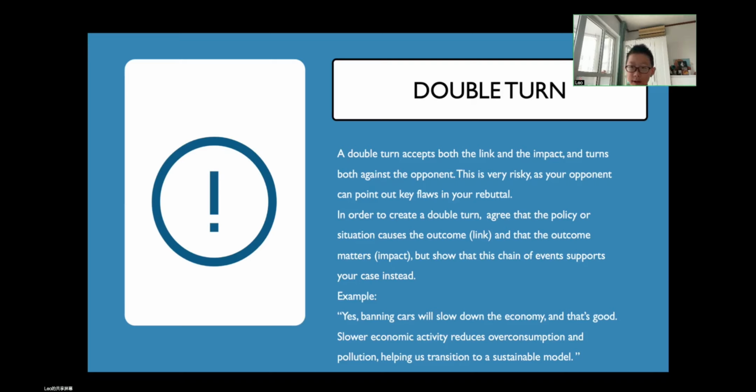Now, for example, banning cars will slow down the economy. Now you're going to twist both the cause and effect, so you're twisting both banning cars and slowing down the economy in favor of your side. So what you say is that's actually good because slower economic activity reduces overconsumption and pollution, helping us transition to a more sustainable model. So that's a double turn.